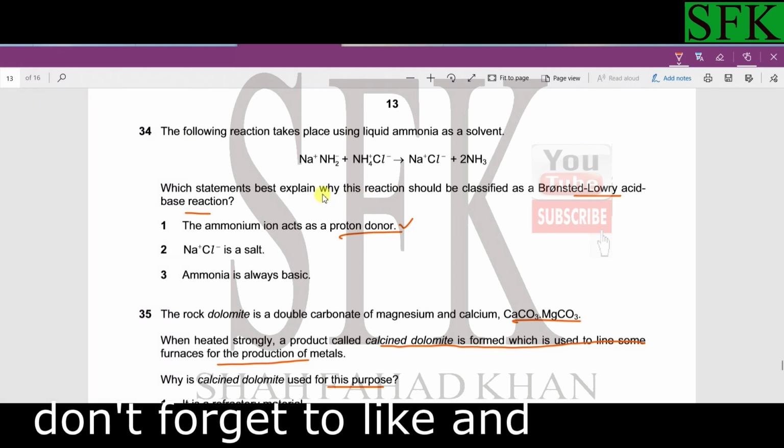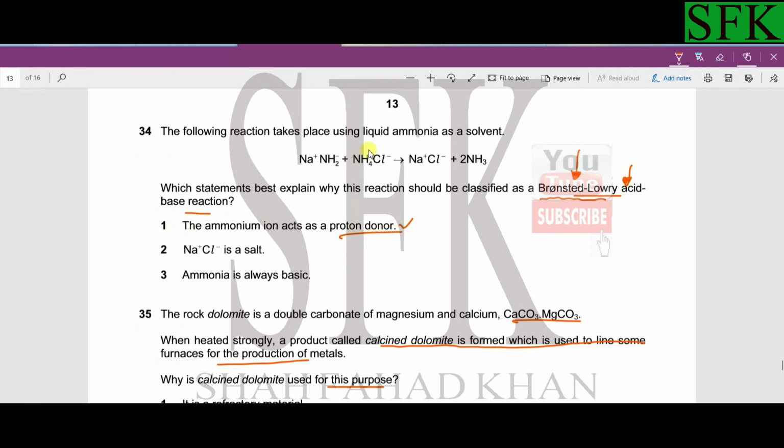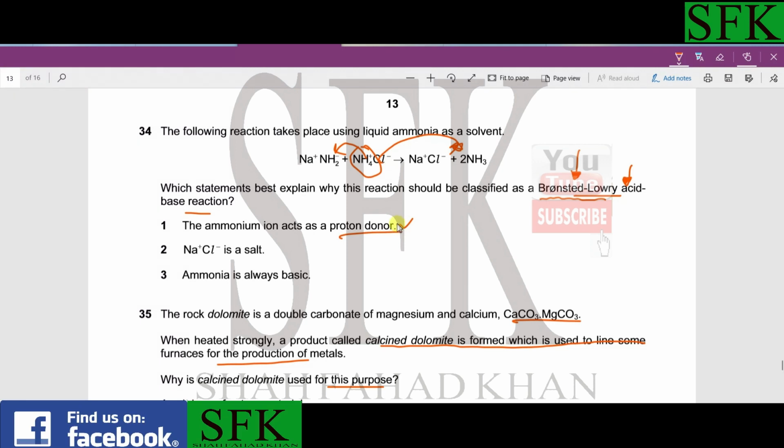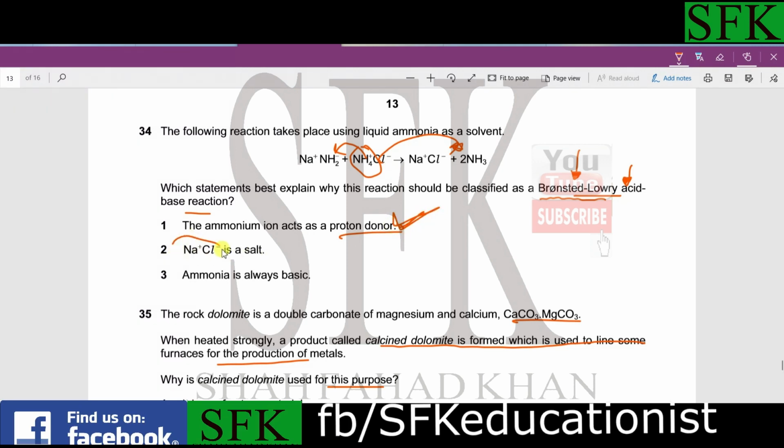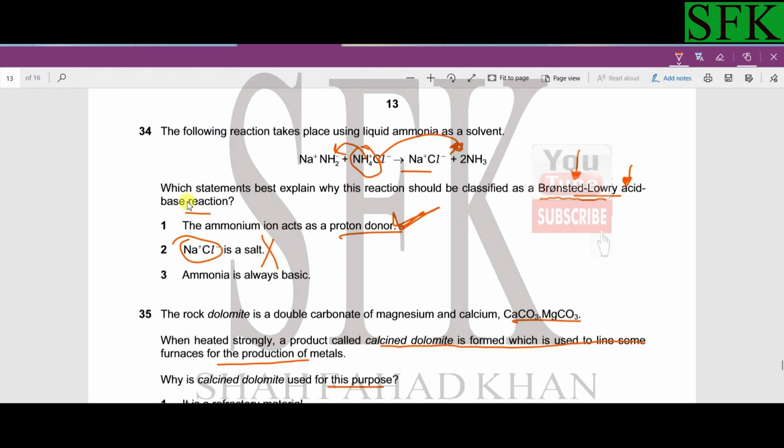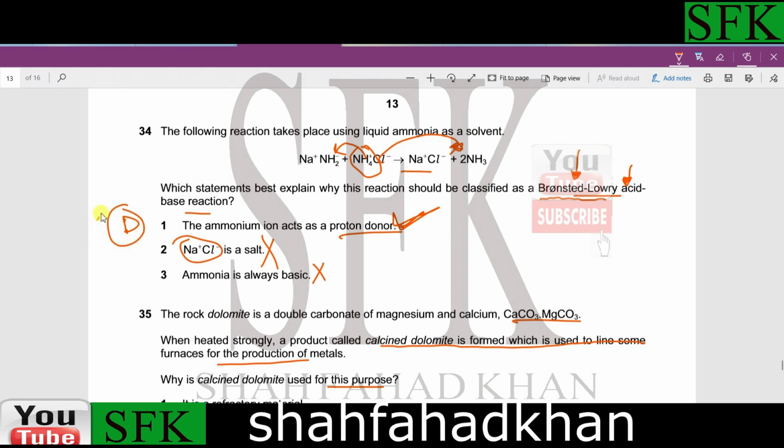Which statement best explains why this reaction should be classified as a Bronsted-Lowry acid-base reaction? By the Bronsted-Lowry definition, we know that an acid is a proton donor and a base is a proton acceptor. Now the ammonium ion acts as a proton donor. In this case, the ammonium ion donates its proton to form ammonia gas. This is correct. Now the next says that sodium chloride is a salt. Yes, it is a salt, that's correct, but it has nothing to do with Bronsted-Lowry, so two cannot be correct. One is correct, two is wrong, so three is automatically wrong. So D is the correct answer because one and three is not a possible answer option.